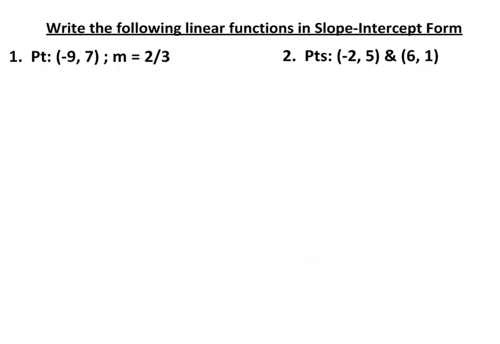Okay, let's look at our next examples. Write the following linear functions in slope-intercept form. Again, slope-intercept form is y equals mx plus b. And the first time they give me a point and a slope. So this would be really easy to write in point-slope form. And actually, that is what I'm going to do first. This is my x1 and my y1. And I'm actually going to just do y minus my y1 equals m times the quantity of x minus my x1, which I can change to a positive 9.